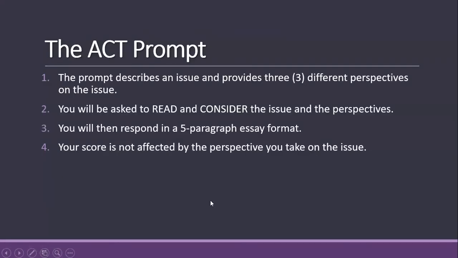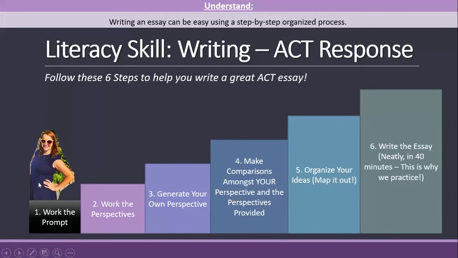Okay, so here's what we want you to do. We're going to look at the prompt. The prompt describes an issue, and you're going to get 3 different perspectives. You're going to read and consider the issue and the perspectives, and then respond in a 5-paragraph essay format. Your score is not affected by the perspective you take. It doesn't matter which side of the argument you fall on, or if you don't fall on one at all. As long as you can argue your point, you're going to receive the grade. Again, your score does not get affected by the perspective that you take on this issue.